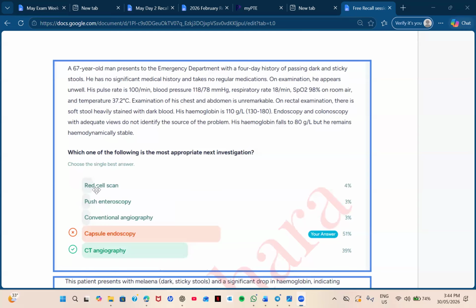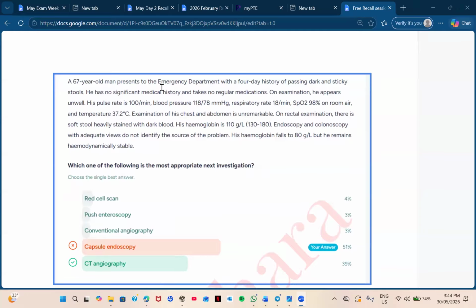So, why they have gone with here CT angiography? Can anyone tell me why? Why not capsule endoscopy here? So can anyone tell me why? Because these are the questions they are asking in the exam, right? Because of that, you need to have some clear points about how to differentiate these two things. So tell me why here.